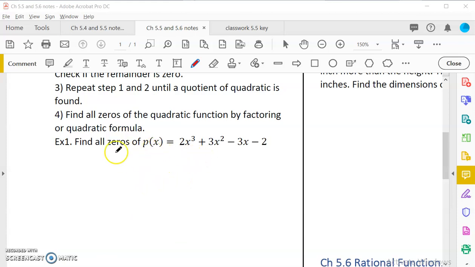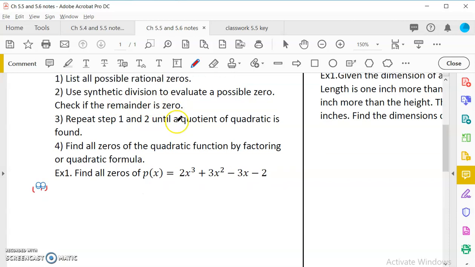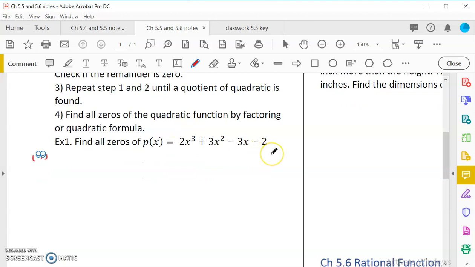First of all, if they say find all zeros of a polynomial function, the first thing you do is list all the possible ones. So these are the steps that I have here. List all the possible zeros, then pick one to evaluate. Pick one that you think may work, use synthetic division, and check if the remainder is zero. Once you get a remainder of zero, you have one factor and a quotient. Then you repeat using the quotient until you factor everything, until it is a quadratic function, which you can factor or solve with the quadratic formula.